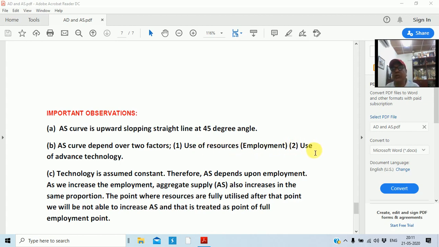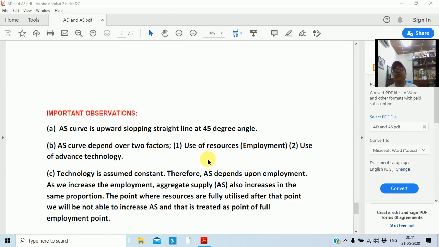Or how else is it possible? By using advanced technology. I can convert the production from 20 to 40. How? Through the use of advanced technology. So the flow of goods and services in the economy, or aggregate supply, depends upon two factors: either resources or employment, or use of technology. But technology is assumed constant. We assume that technology is constant. So it means aggregate supply depends upon use of resources.